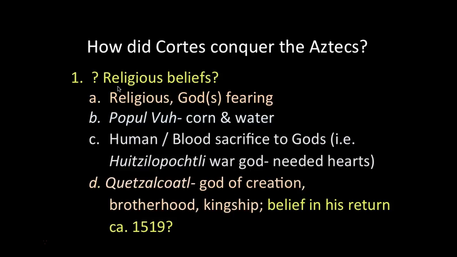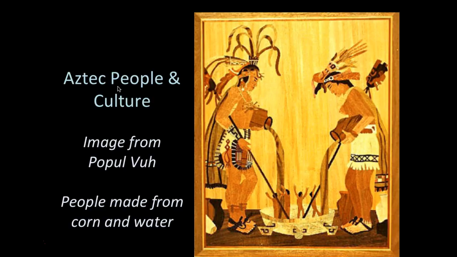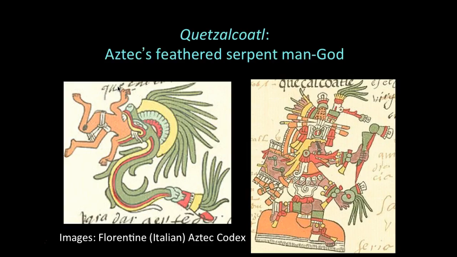And that led to a lot of challenges. So this is just an image from the Popol Vuh, and it shows the culture and the belief system that the people were made from corn and water, and the big people up there are the gods, and the little people down below are the mix of the corn and the water turning into humans.